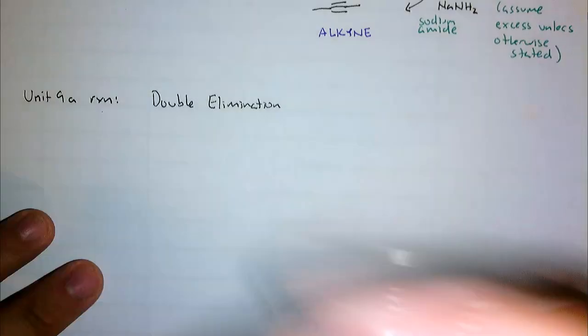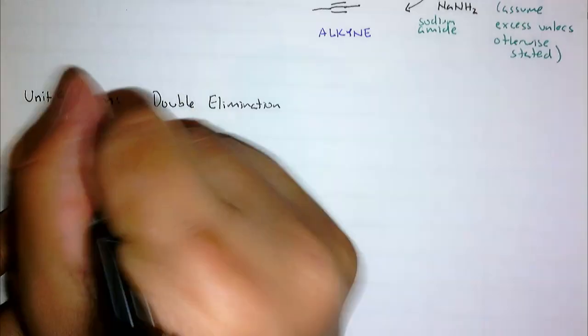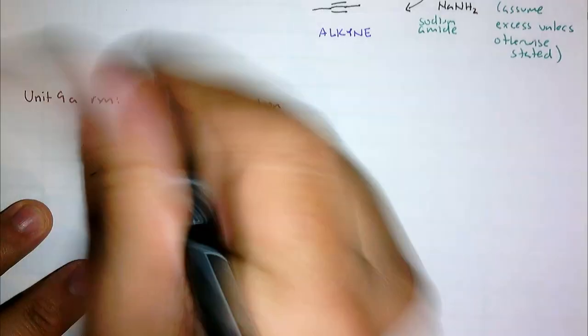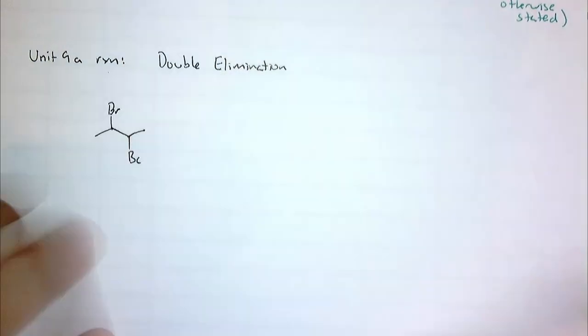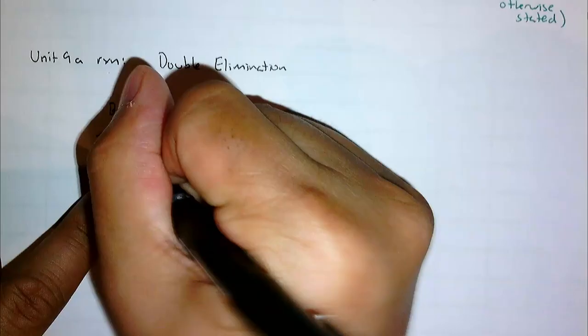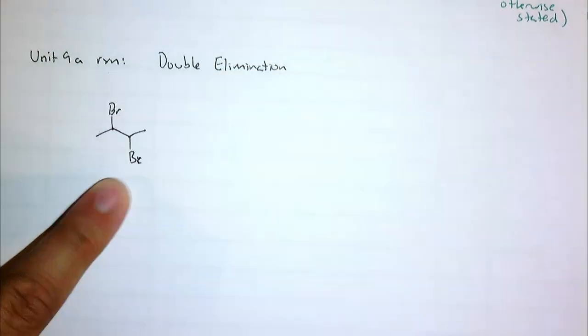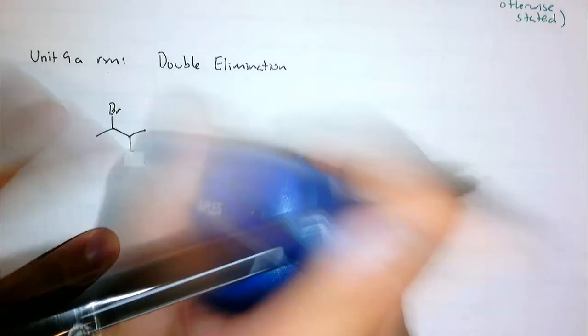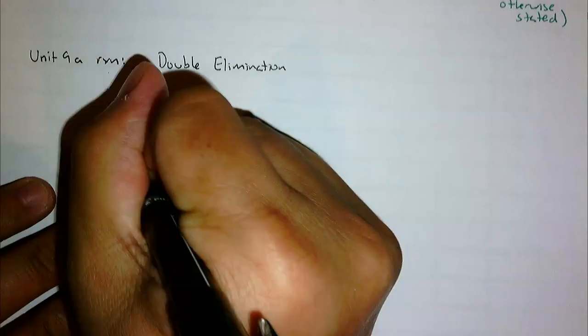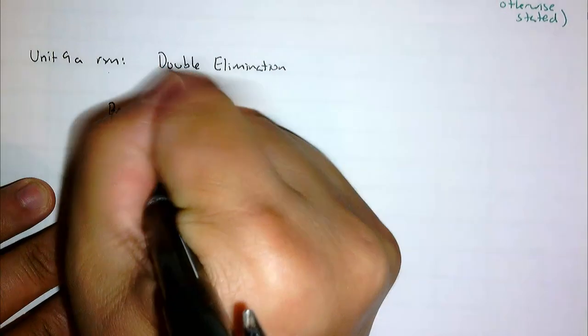And I'm just going to use this example as our general reaction. BR. It could be dichloride. Oh man, I put a C. Fantastic. It could be dichloride or dibromide. It doesn't really matter. Okay, sorry about that.